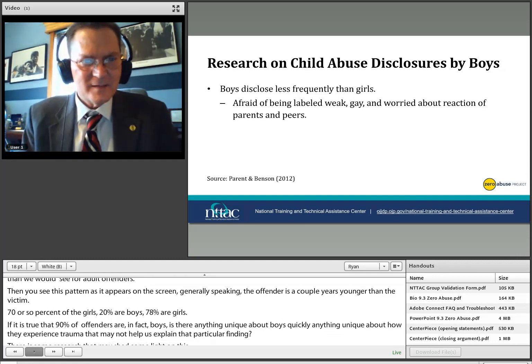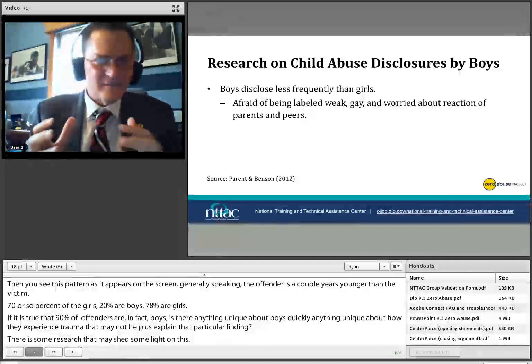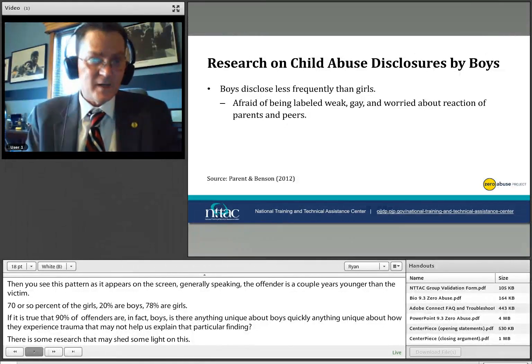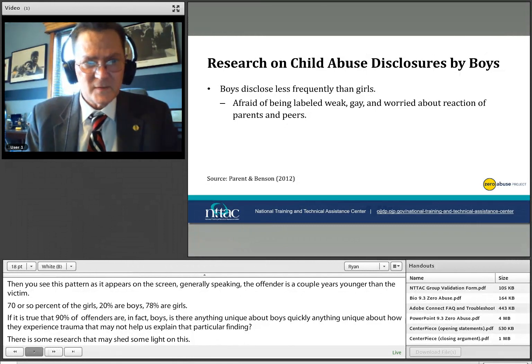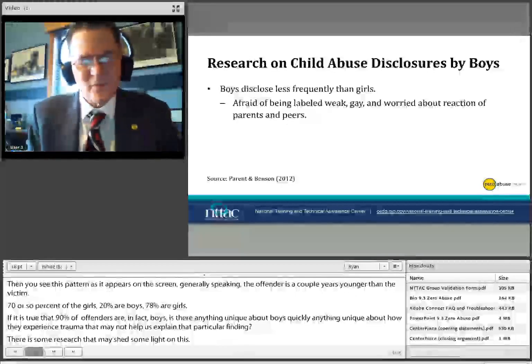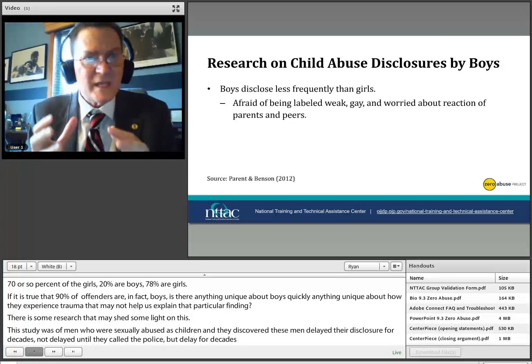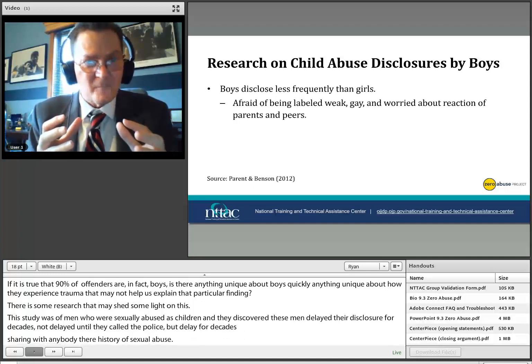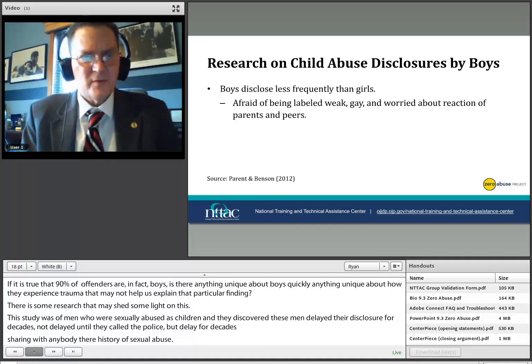And they discovered these men delayed their disclosure for decades, not delayed until they called the police, but delayed for decades sharing with anybody their history of sexual abuse. So the researchers said to these men, what kept you quiet for so long? And the number one reason was, I just don't want to be labeled weak. In our society, boys are supposed to be tough. They're supposed to be strong.